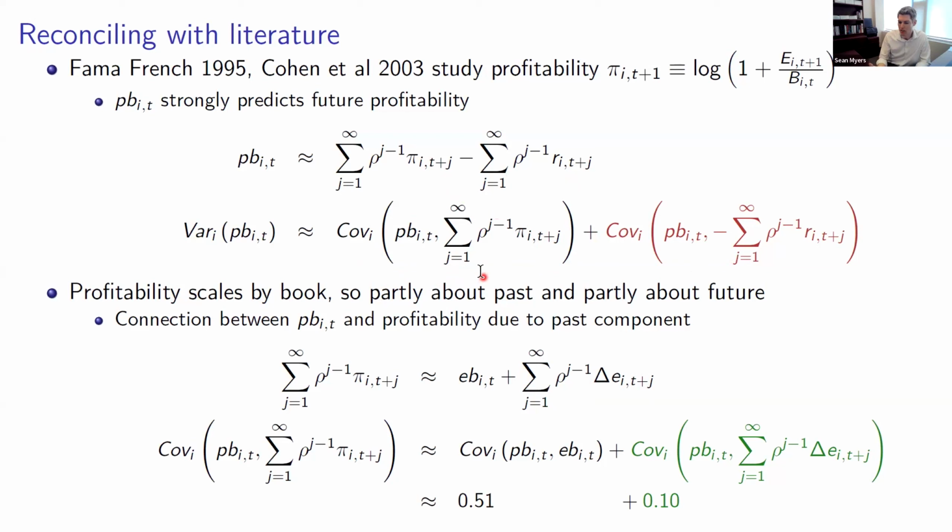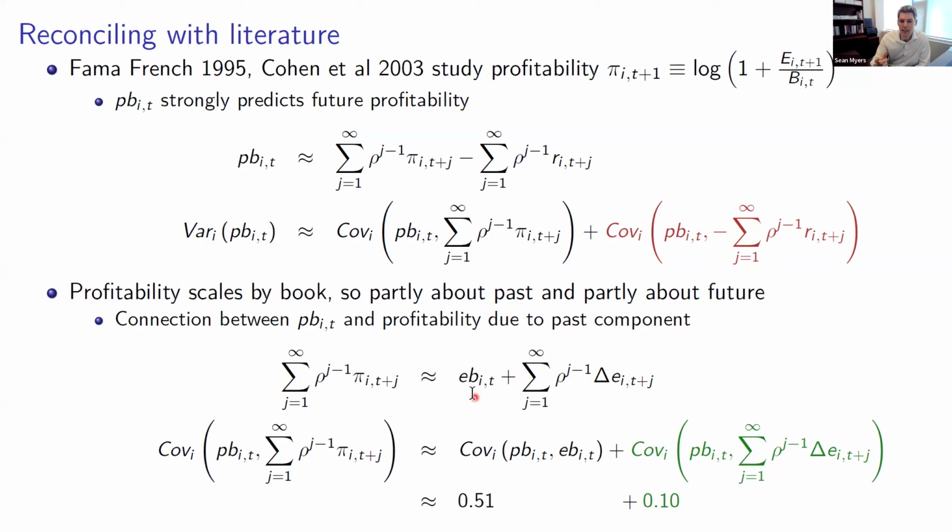So what's going on? What's this tension between profitability and earnings growth? What we highlight here is that profitability takes earnings and scales them by book value. So again, it's mixing this information about the future with some information about things that have already happened. Specifically, what we find is that future profitability can be split into two terms. There's the future earnings growth, and there's also just the current earnings to book ratio.